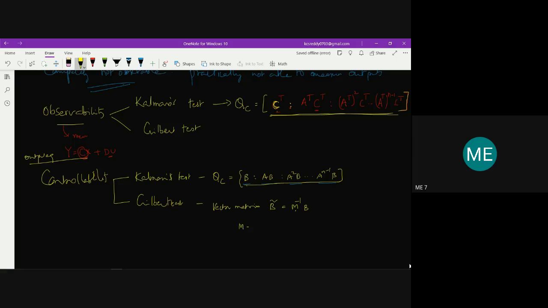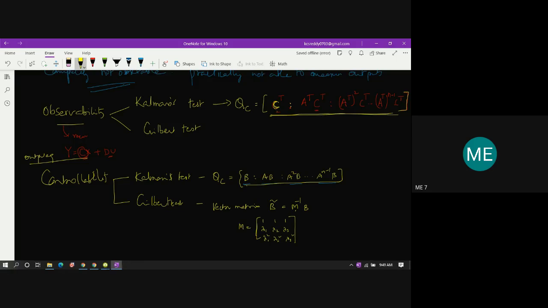We know that the model matrix is written with the eigenvalues, that is lambda 1, lambda 2 and lambda 3, lambda 1 square, lambda 2 square and lambda 3 square. That's what we have done in the previous class. So the Gilbert test of controllability we can find out by using this M inverse B, the vector B matrix is equal to M inverse into B.